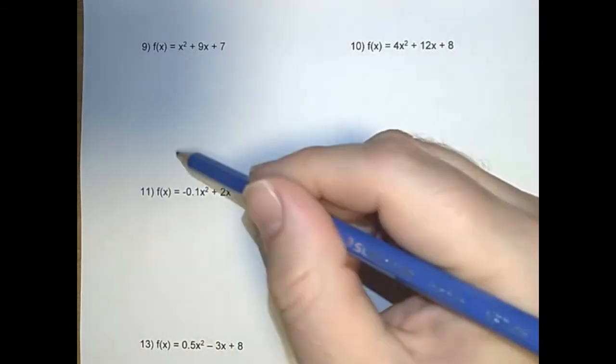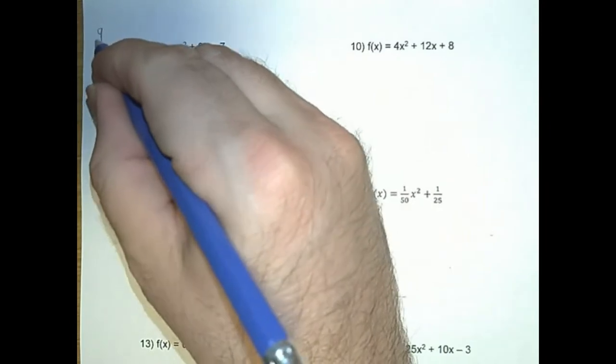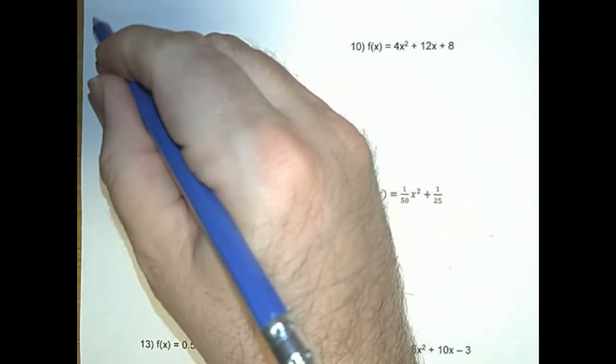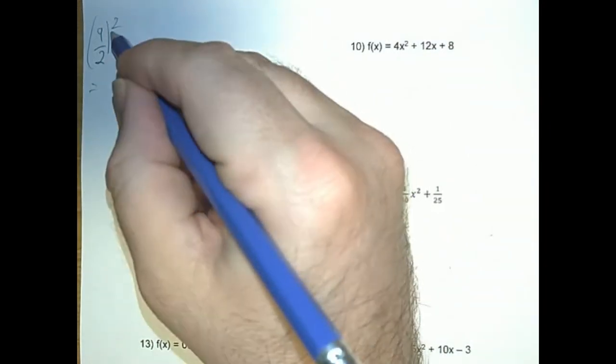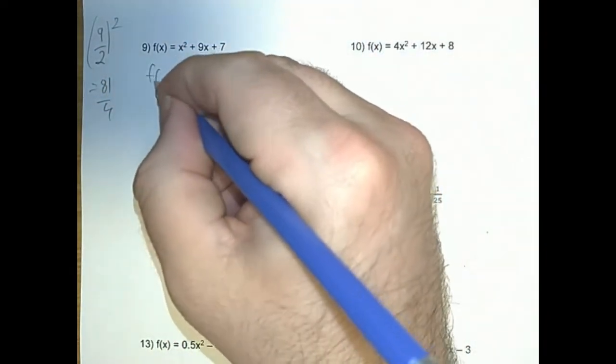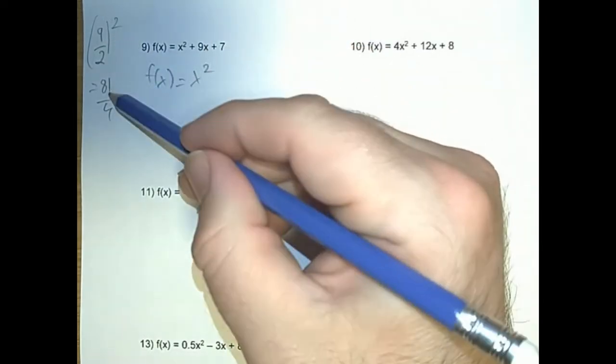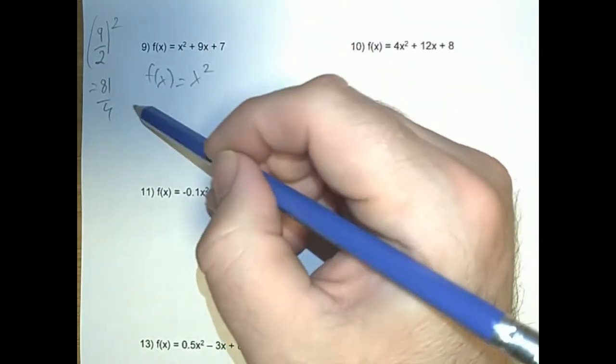Okay, here we go. 9 and 10. So 9, you have to go 9 over 2. Square it. So 9 times 9 is 81 over 4, 4 times 4. Somehow I have those memorized. X squared. You can use your calculator. It's 9 times 9 is 81. 2 squared, or 2 times 2, is 4.